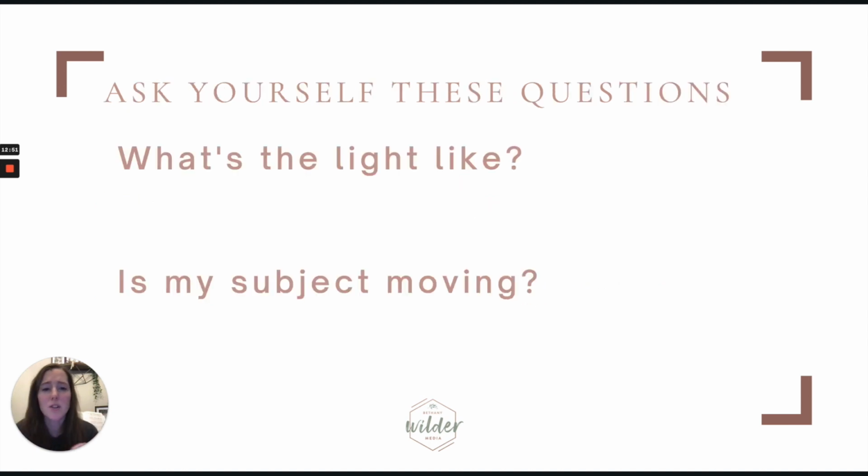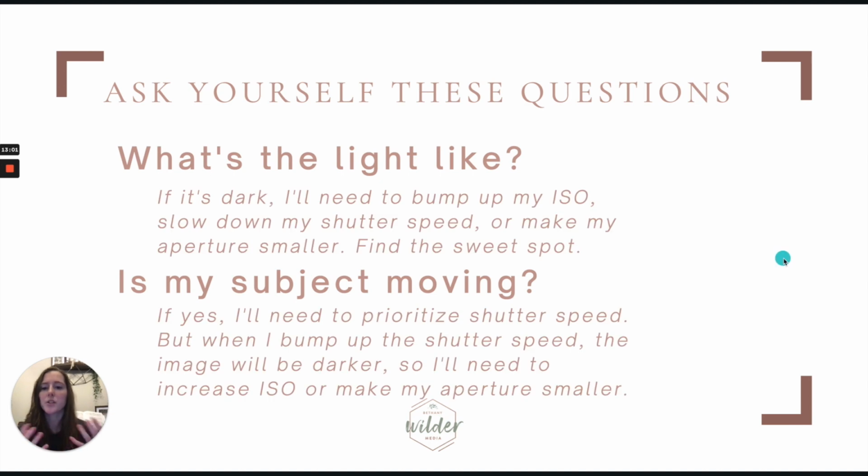So I hope that helped. I know that was a lot of information. Ultimately, ask yourself these two questions. What is the light like in my shooting situation? And is my subject moving? So if it's dark where you're shooting, I'm gonna need to bump up my ISO or slow down my shutter speed or make my aperture larger. Find the sweet spot. They all three work together, and determining what situation you're in is gonna help you determine what to give and take, your ISO, your shutter speed, your aperture.